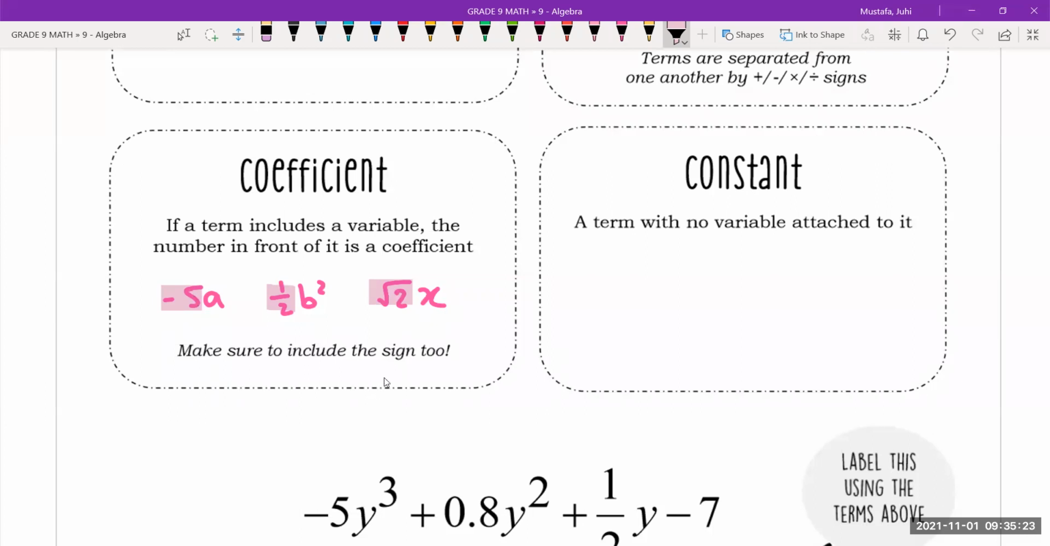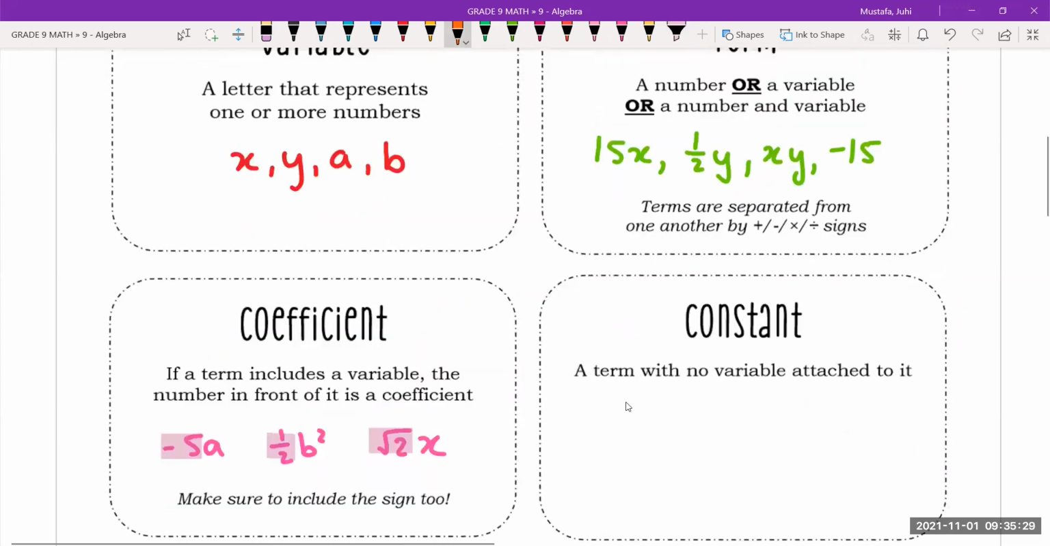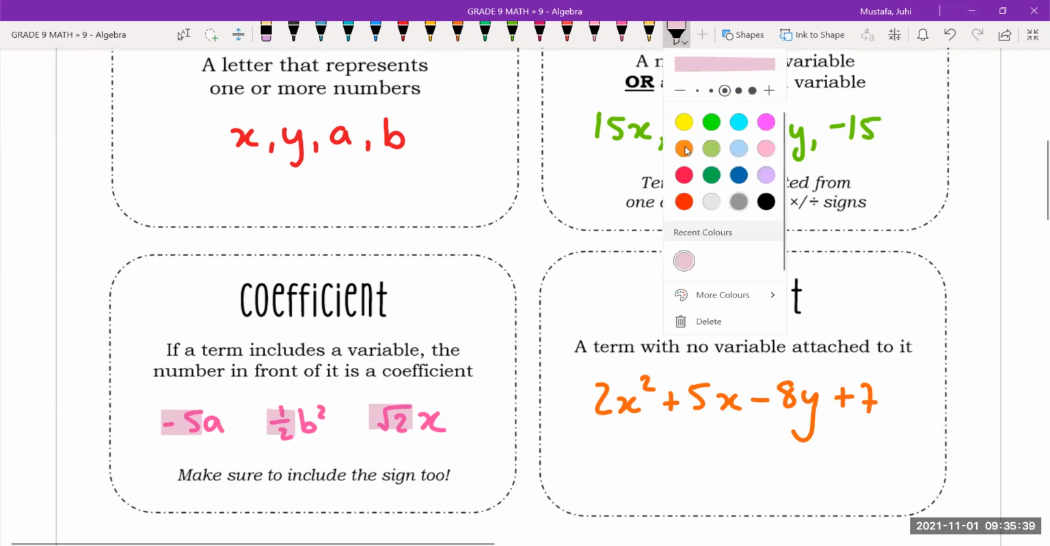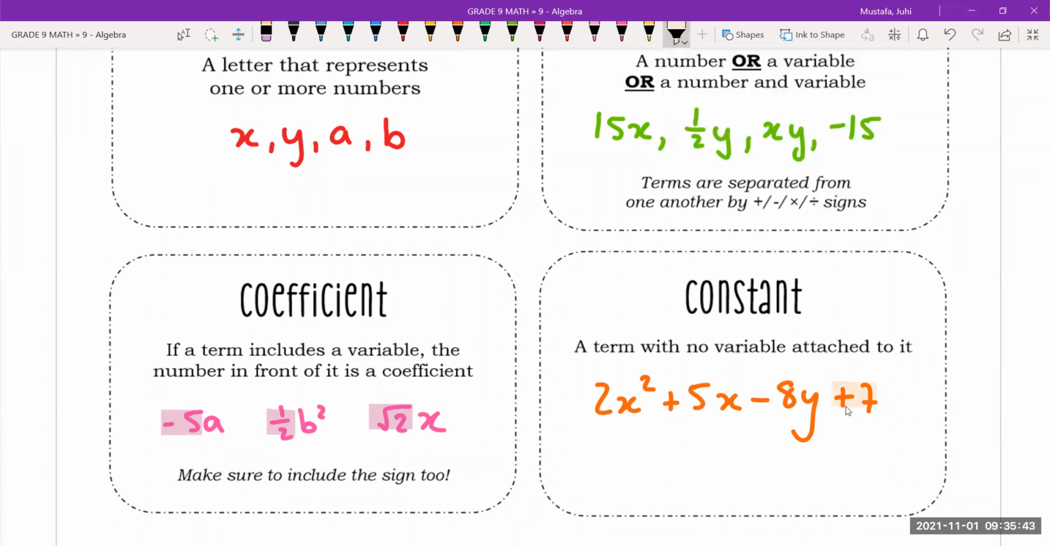And a constant: if I have a long string of terms, so if I have something like 2x squared plus 5x minus 8y plus 7, the number that is all by itself without any letter attached to it is known as the constant.